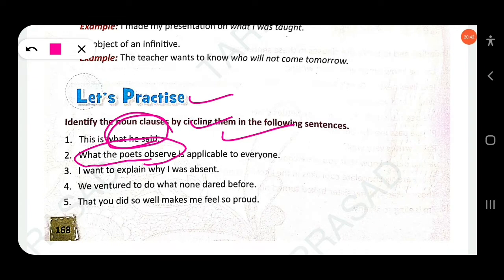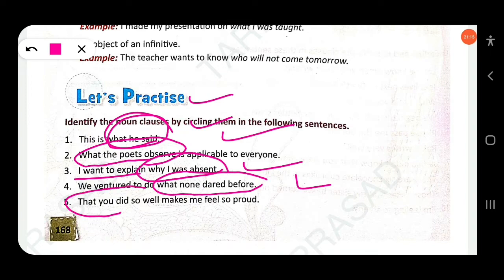I want to explain why I was absent. So here there are two clauses. Why I was absent, this is a dependent clause that functions as a noun clause here, and I want to explain is the main clause. We ventured to do what none dared before. So here what none dared before is a noun clause. Okay, that you did so well makes me feel so proud. So here the noun clause is that you did so well. Clear?